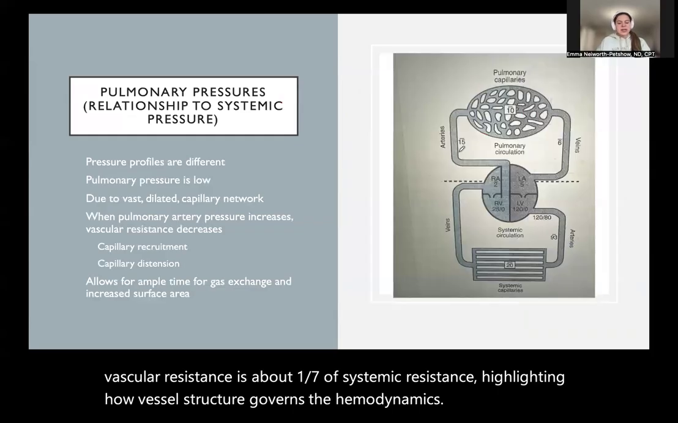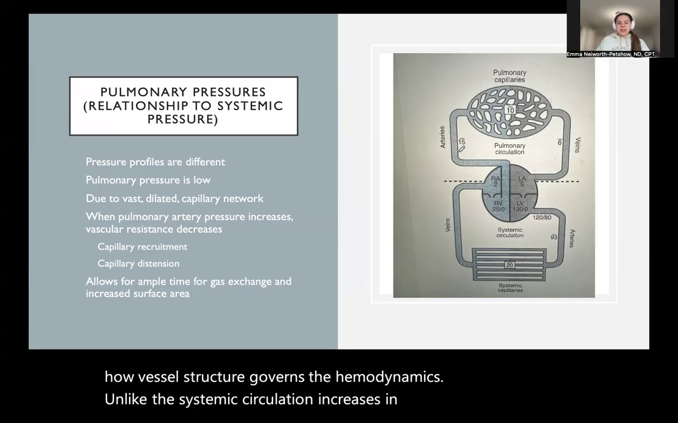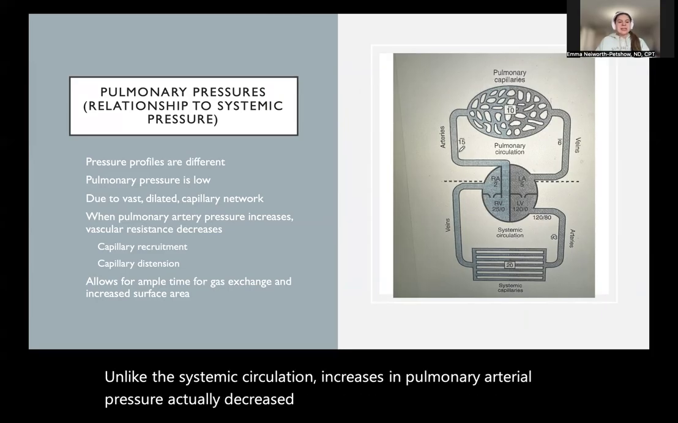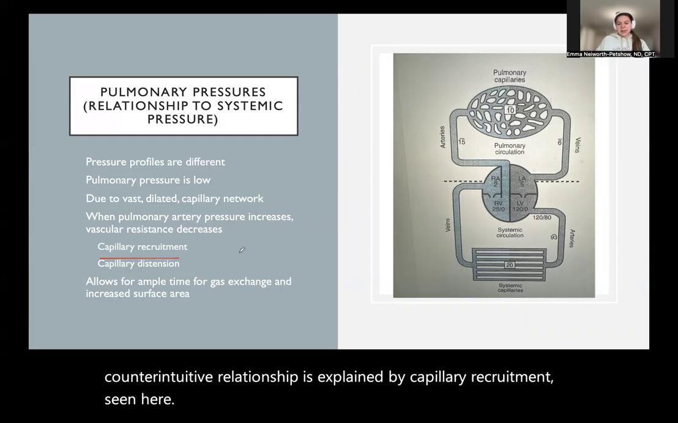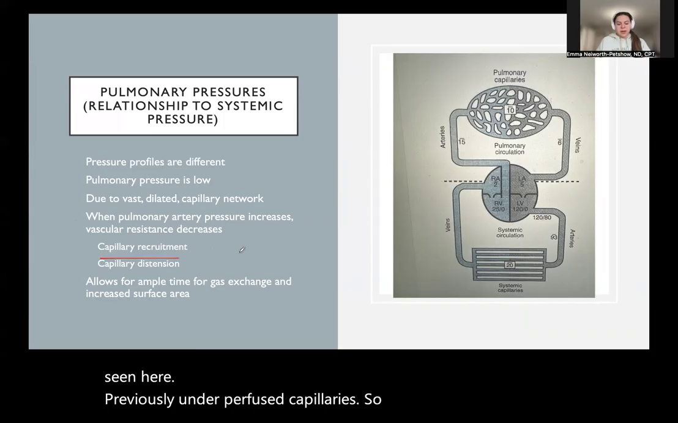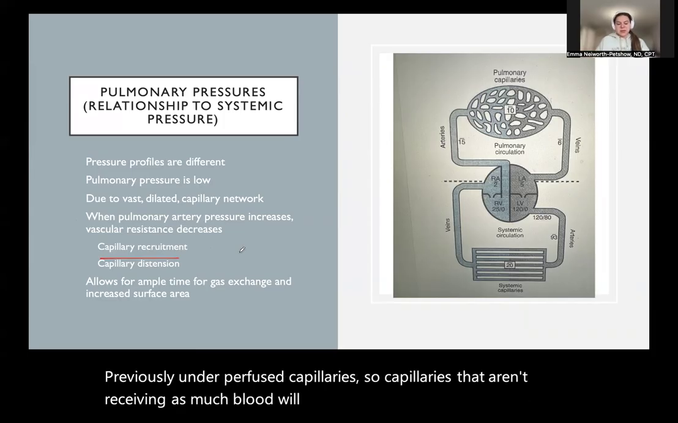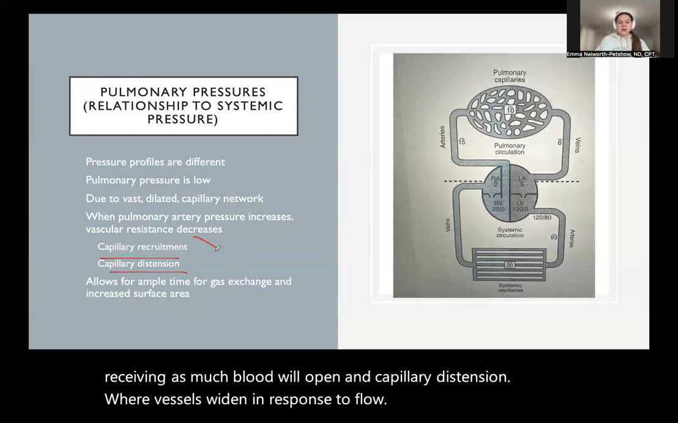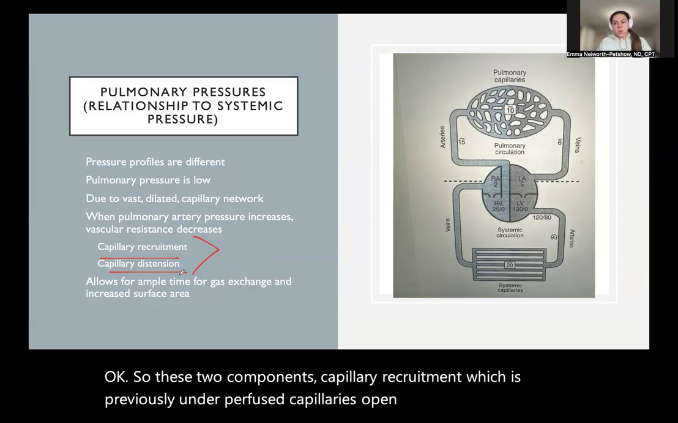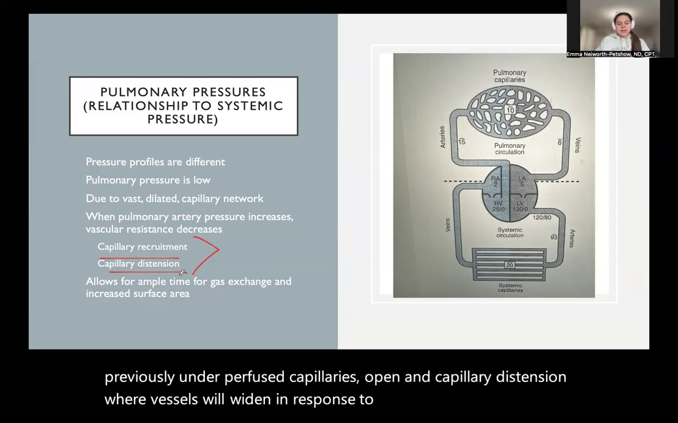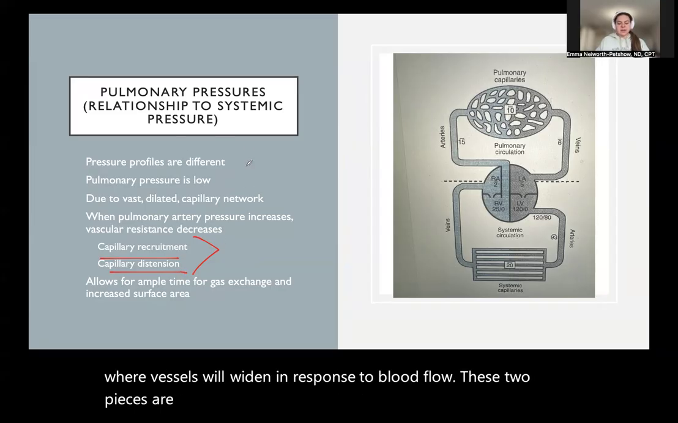Unlike the systemic circulation, increases in pulmonary arterial pressure actually decrease pulmonary vascular resistance. This counterintuitive relationship is explained by capillary recruitment, seen here. Previously underperfused capillaries, so capillaries that aren't receiving as much blood, will open, and capillary distension, where vessels widen in response to flow. So these two components, capillary recruitment and capillary distension, help explain this counterintuitive relationship.